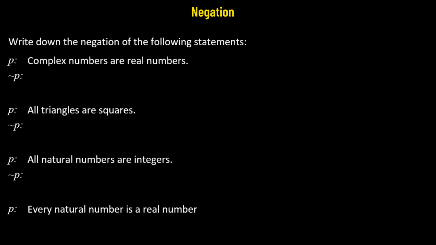So we need to find the negation of the given statements. Let's begin with the first one. Statement B states that complex numbers are real numbers. So the negation of this particular statement will be complex numbers are not real numbers.